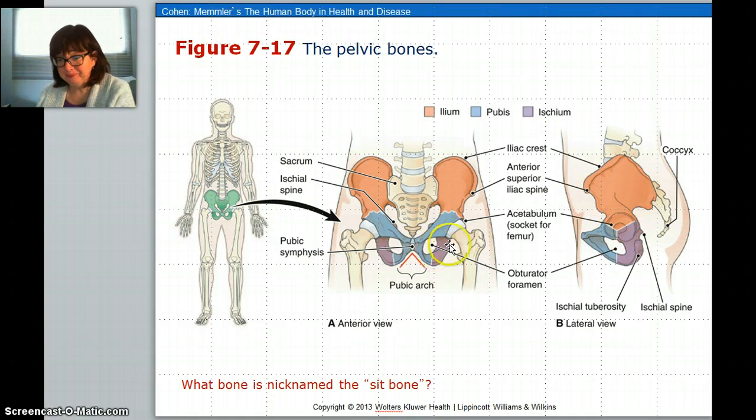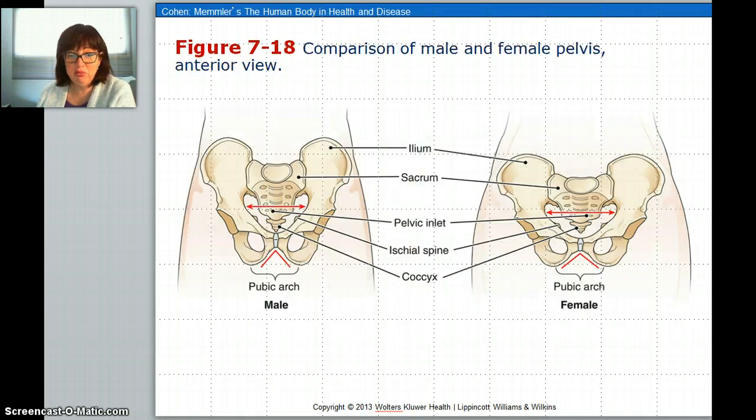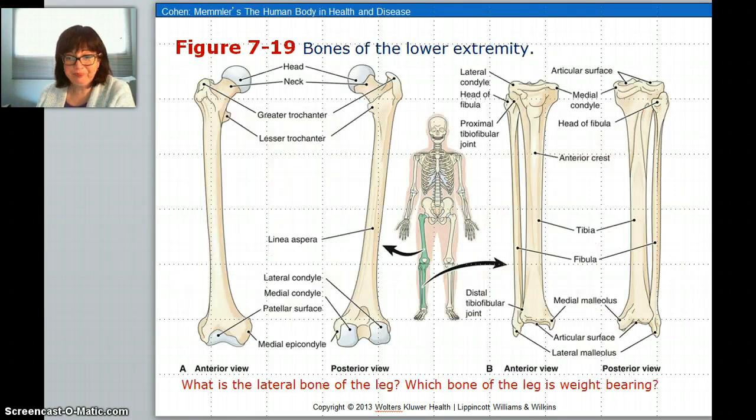I'm not sure why. But the head of the femur is actually a very large head allowing it to rotate. And this is usually the problem when you have hip replacement. Notice here that this shows cartilage on it to help with the movement. We talked briefly about how females are wider, and that's for birthing.